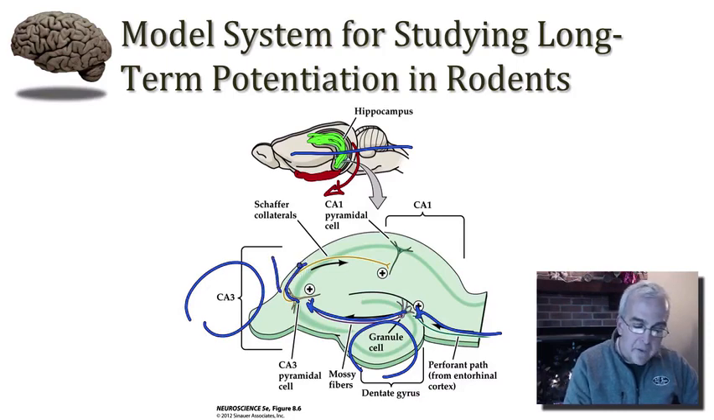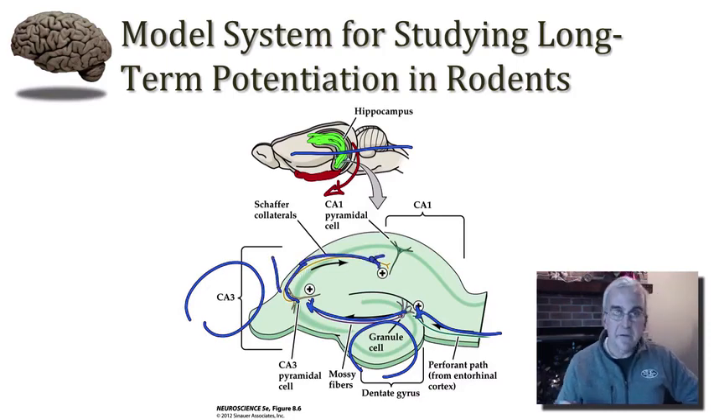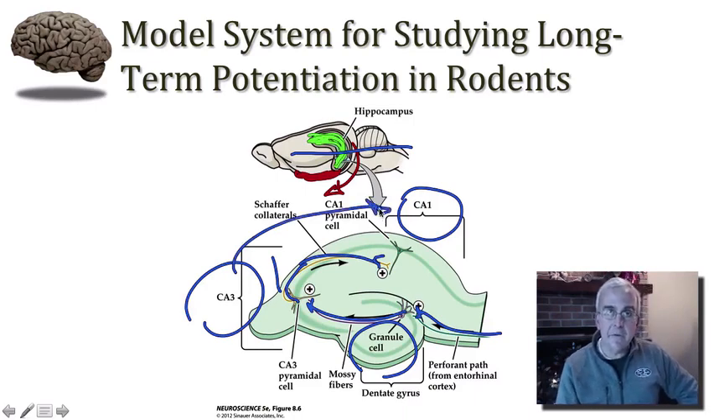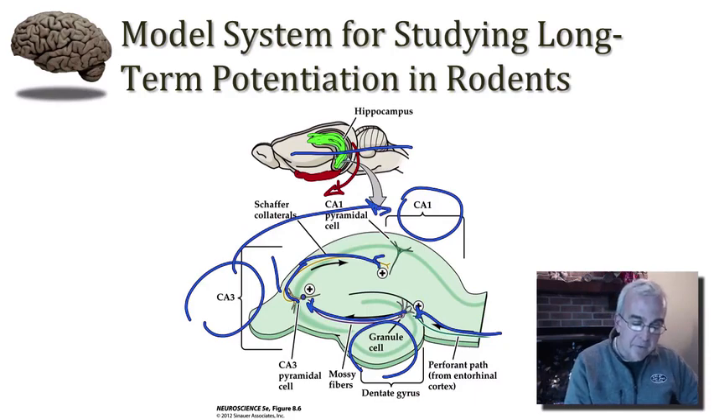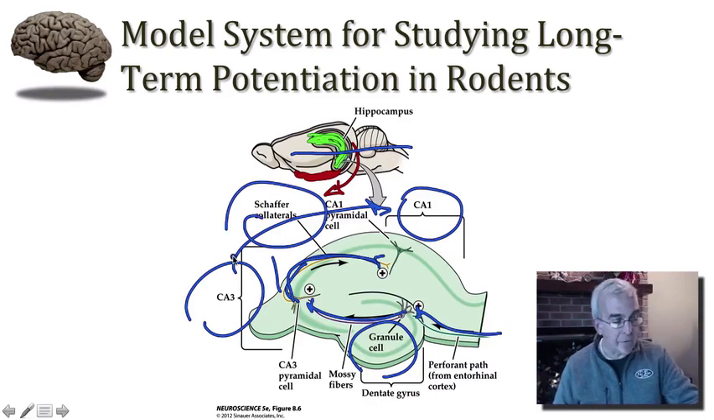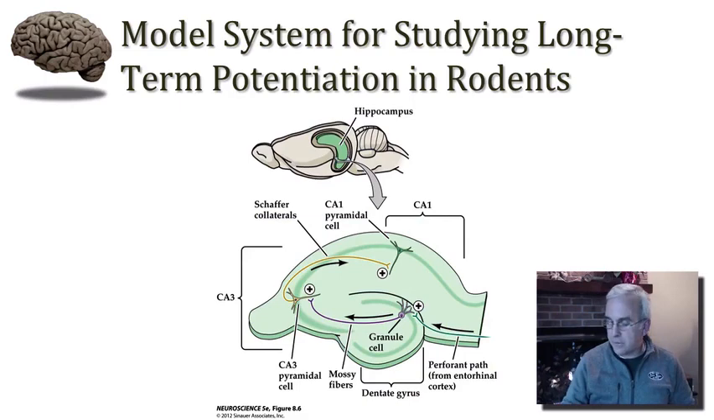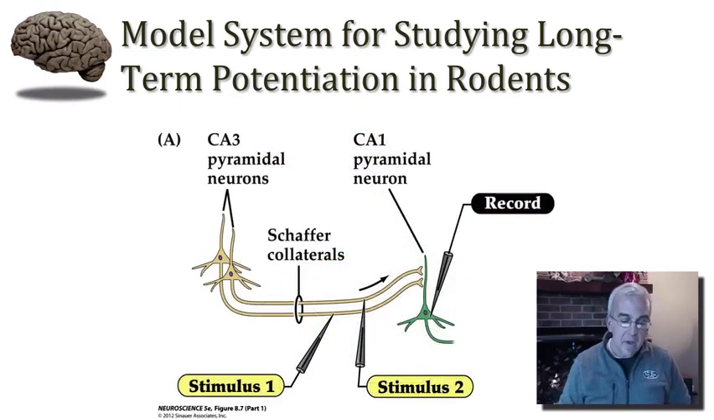This large pyramidal cell sends axons to several different places. One of them is to a different sector of the hippocampus called the CA1 region. And it's this pathway from CA3 to CA1 that we're going to focus in on and use as our model system. This axon that goes from CA3 to CA1 is called the Schaffer collateral axon. And it's possible then to put microelectrodes into this system and stimulate some number of these axons that might be converging on a pyramidal cell in the CA1 region.